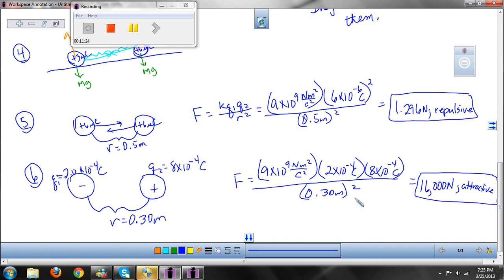All right. So let me see if that makes sense. This one seems very tiny compared to that one. I'm going to stop, check my math, and then I'll record the next part.